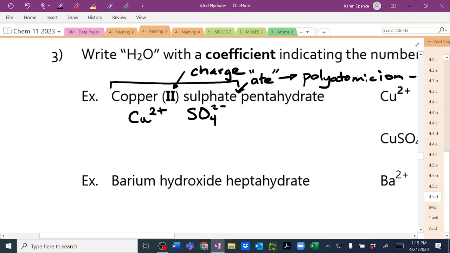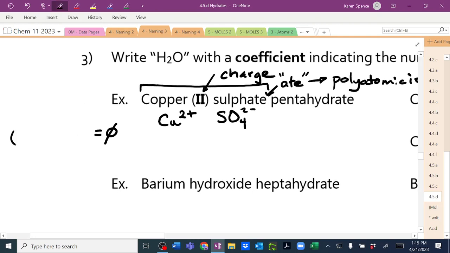We want the compound to have an overall charge of 0. So when we add up that 2+ and our 2-, do we get 0? Yes, we do get 0. So that's all we need. The charges balance out and give us 0. So our formula then will be Cu, we just need 1, SO4, we just need 1.